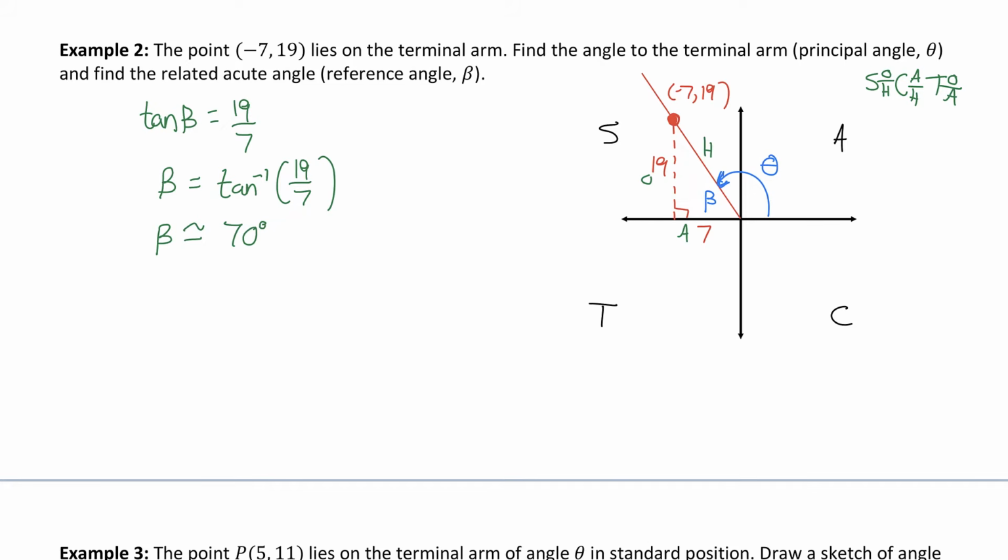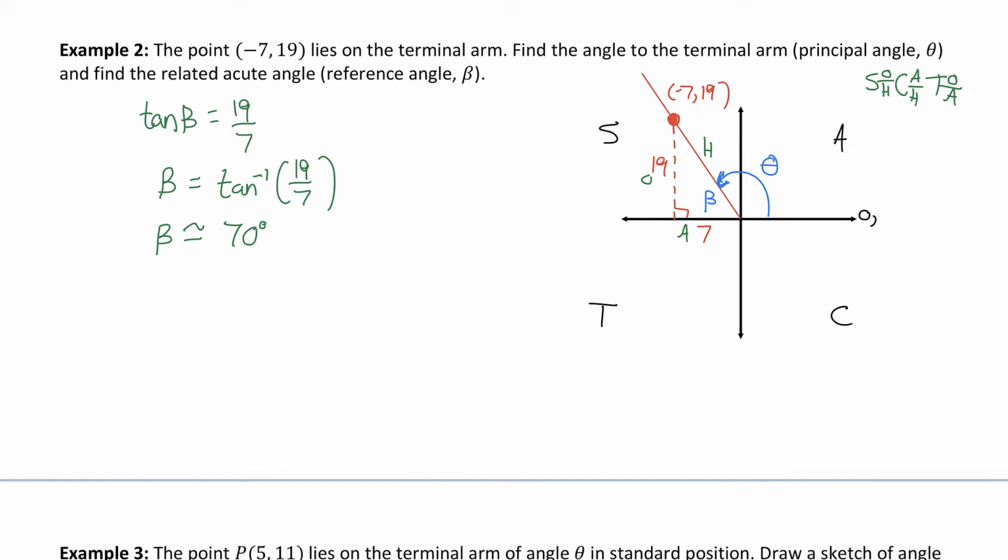Now 70 degrees, if you were to rotate 70 degrees, that would land you in quadrant number 1. But our terminal arm is in quadrant number 2. So this 70 is just the reference angle. That's not the principal angle. We need to use the reference angle to help us calculate the principal angle.